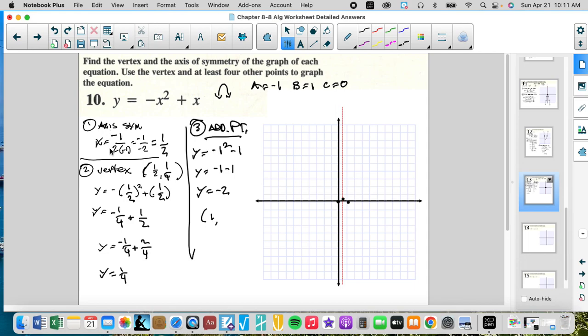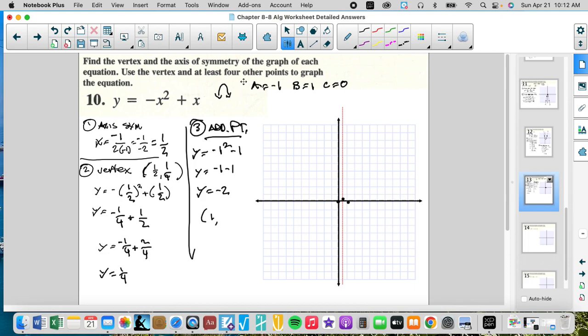The opposite of B over 2A, which is negative 1 over 2, which is 1/2. So 1/2 squared is 1/4. Bring the negative. 1/2. That makes negative 1/4. That makes 2/4, which makes 1/4. So 1/2, 1/4. 1/2 on the x, 1/4 on the y. My y-intercept is 0, so its reflection point, if that's a half away, should be 1, 0.